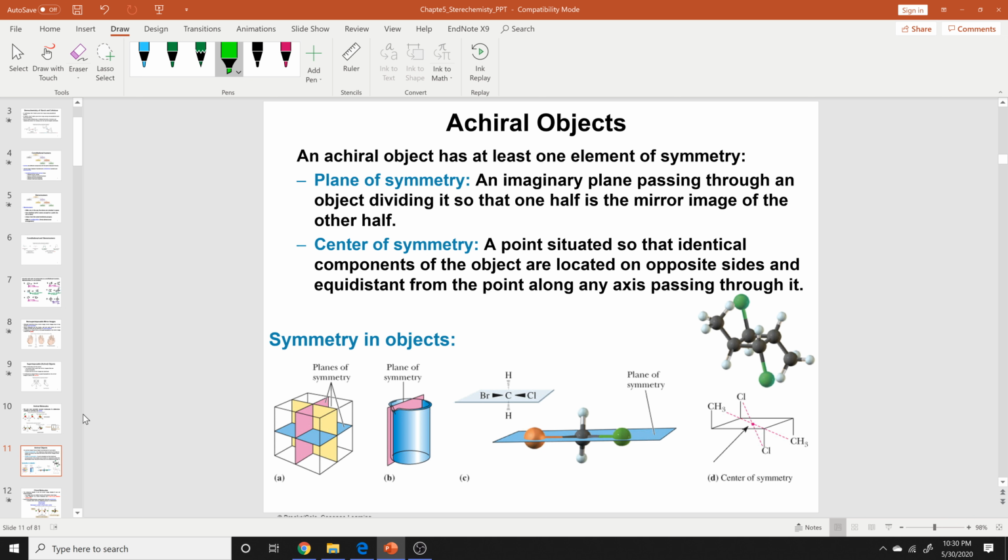Another type of symmetry that basically is a criterion for achiral compounds is the center of symmetry. The center of symmetry is basically a point that is situated so that identical components of the object are located on opposite sides, and they are at the same distance from the point along any axis passing through it. So this is called the center of symmetry. So if you are able within the structure to find a center of symmetry or to draw a plane of symmetry in there and cut the molecule in half, then the molecule is not going to be chiral.